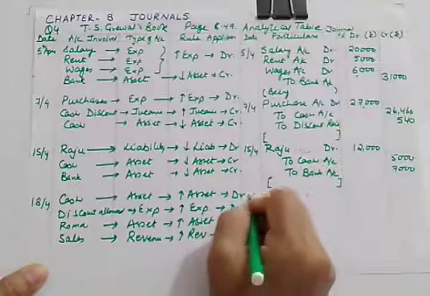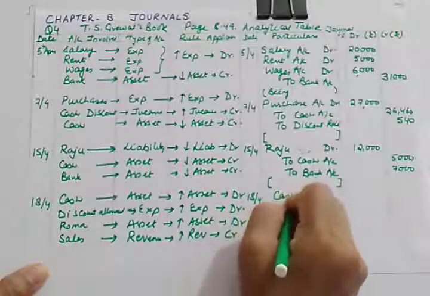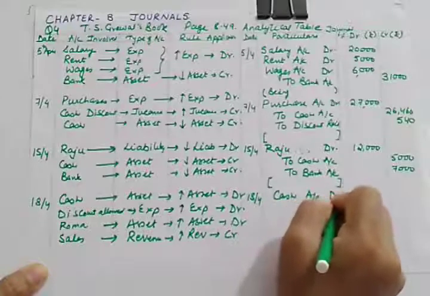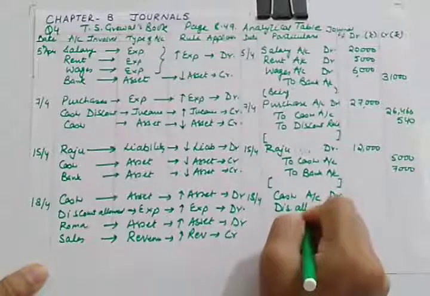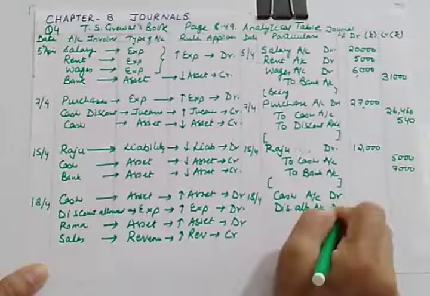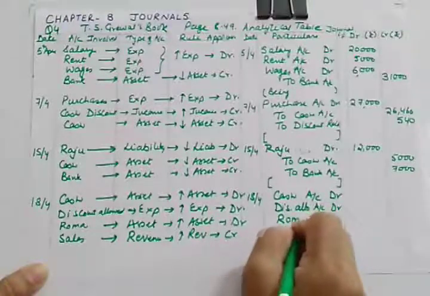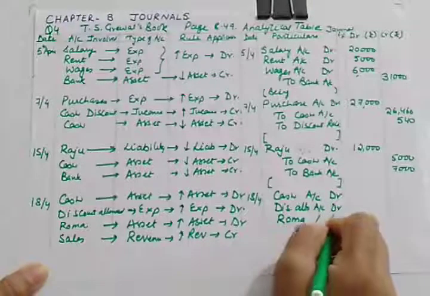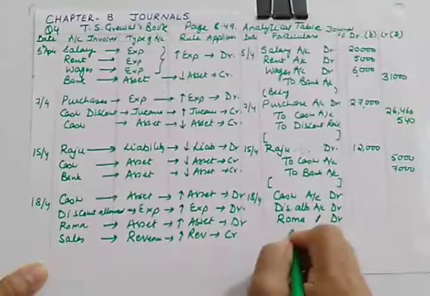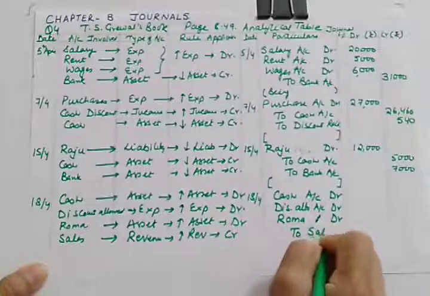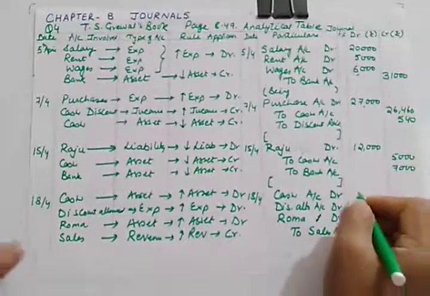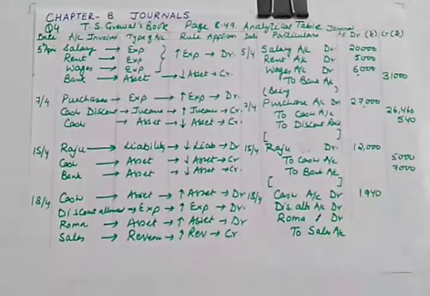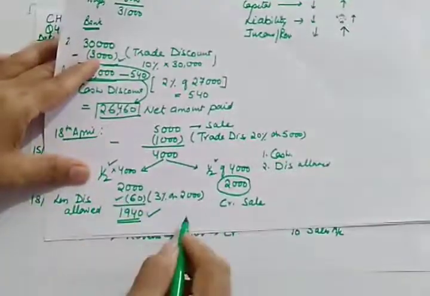So let us frame the journal entry here. It will be cash account debit, discount allowed account debit. You need to write in full. I don't have the space, that's why I'm writing in short. Roma account, Roma debit. Don't write any account in front of name. And to sales account. And how much in cash we'll be writing? 1940. Why 1940? Because we are getting only 1940 and this is my discount amount.